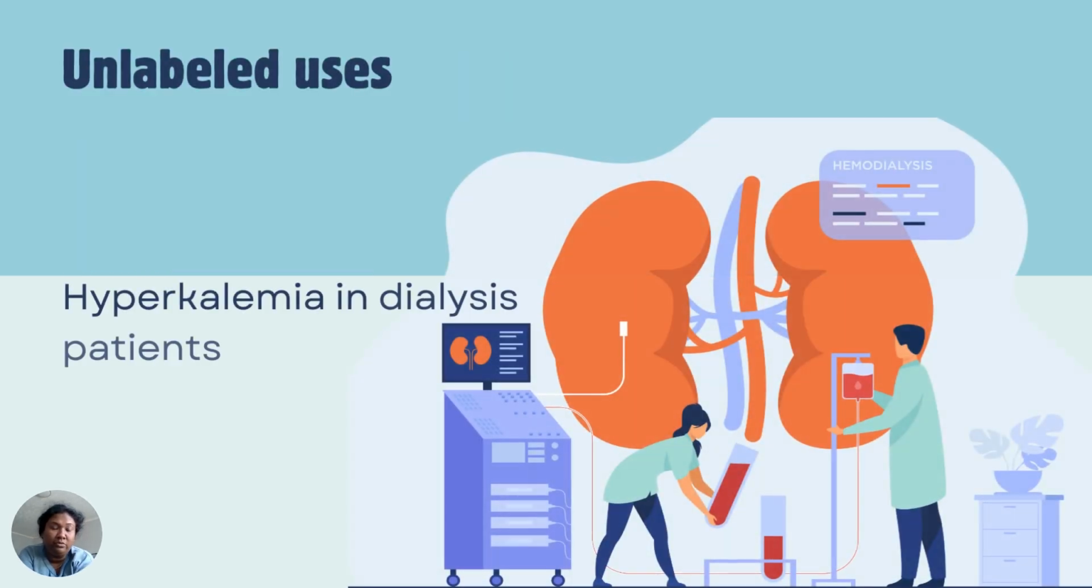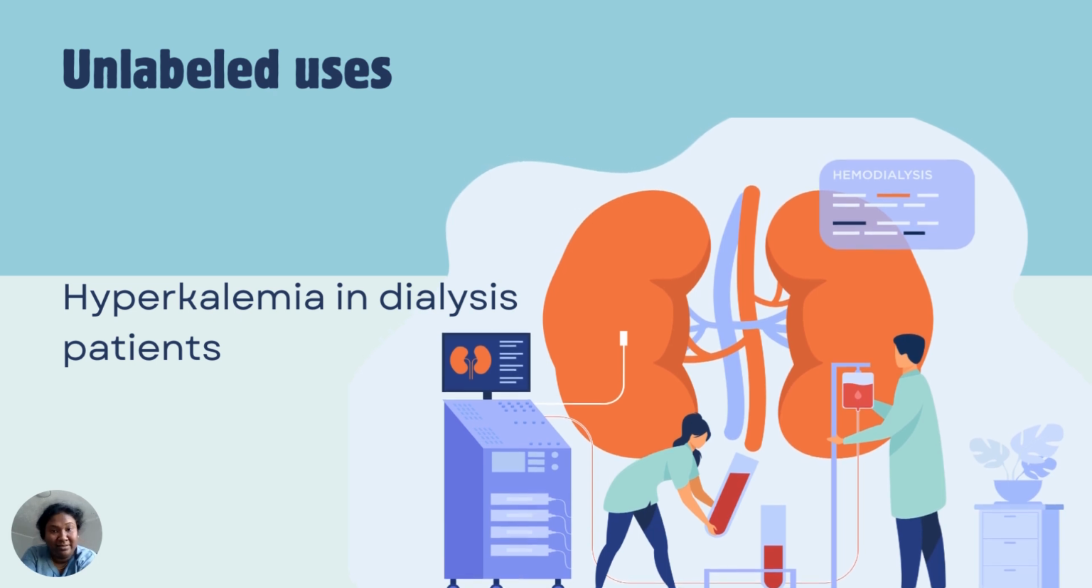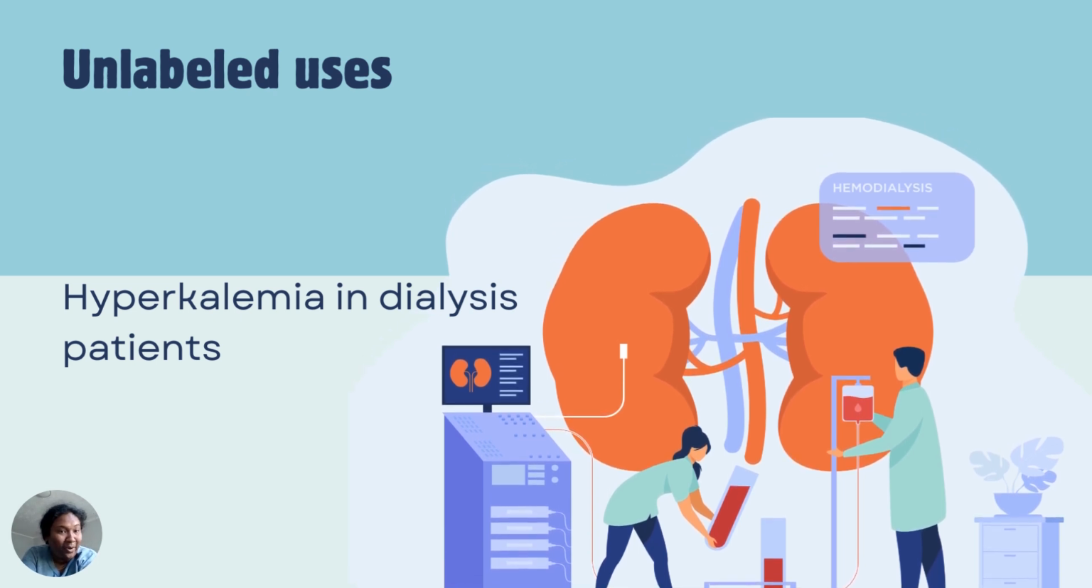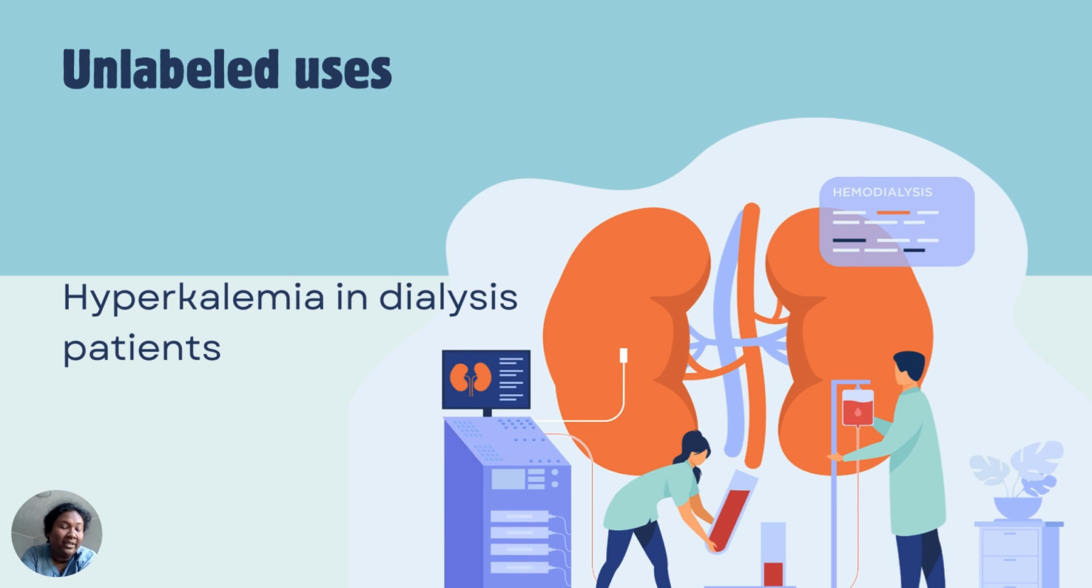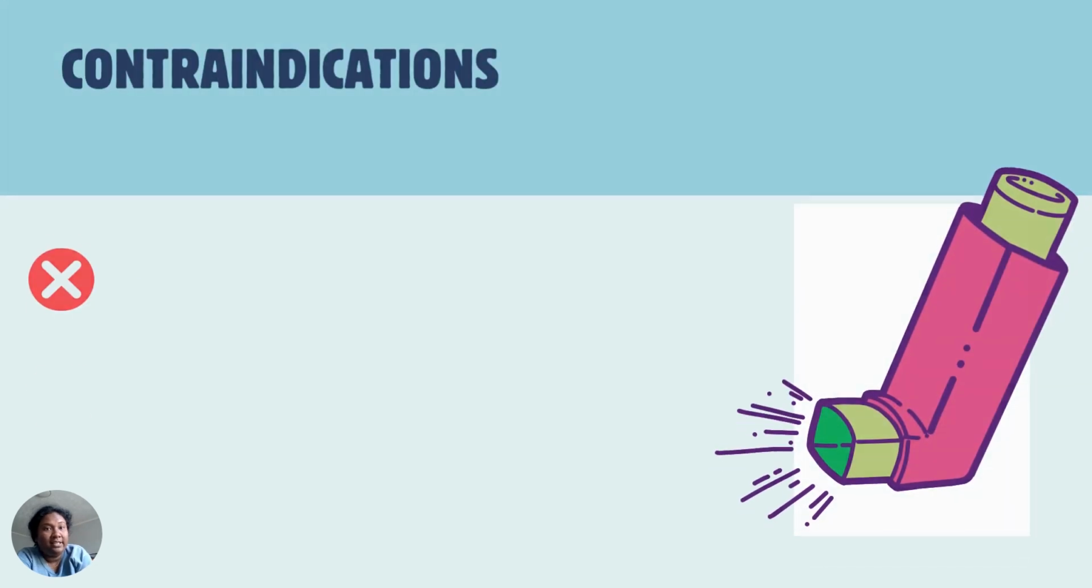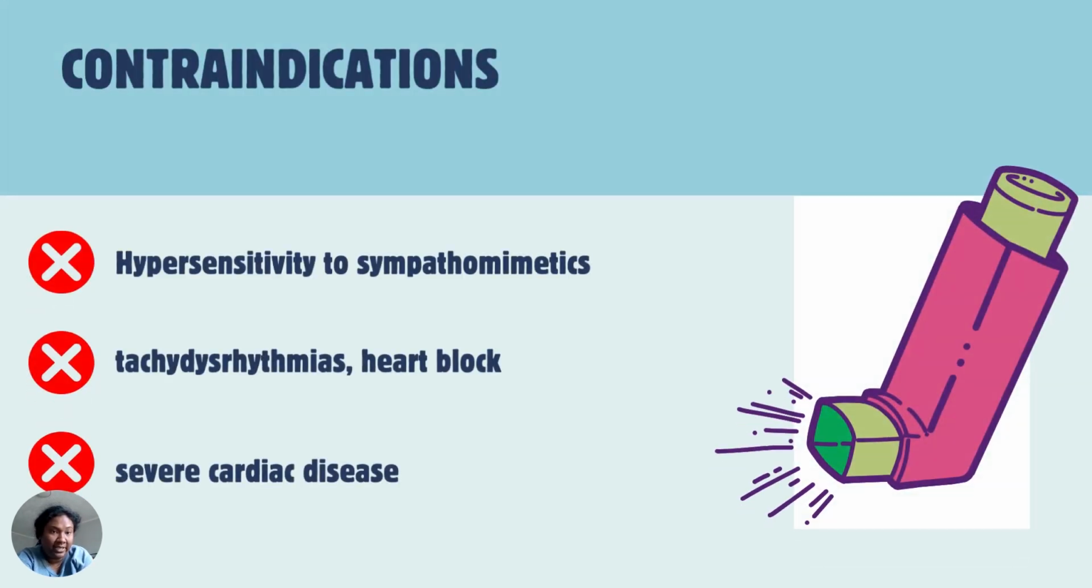Let's move on to the unlabeled uses. It's an interesting piece of knowledge for those who do not know, but it is used in hyperkalemia in the dialysis patient. You might have seen them receiving albuterol nebulization when they are in the dialysis unit. If you haven't, please consider and treasure this knowledge because it brings down the potassium level. All right, so let's move on to the contraindication.